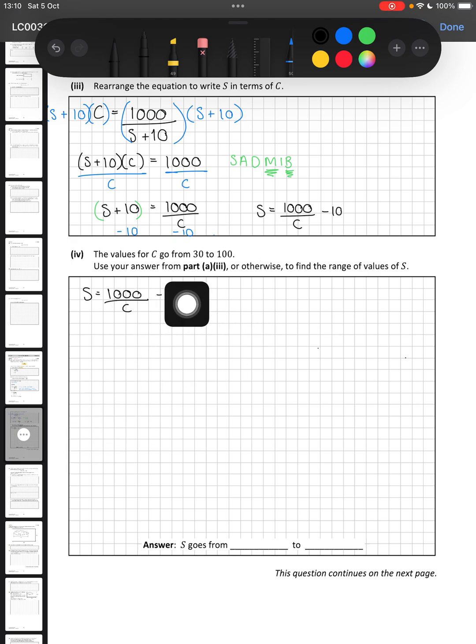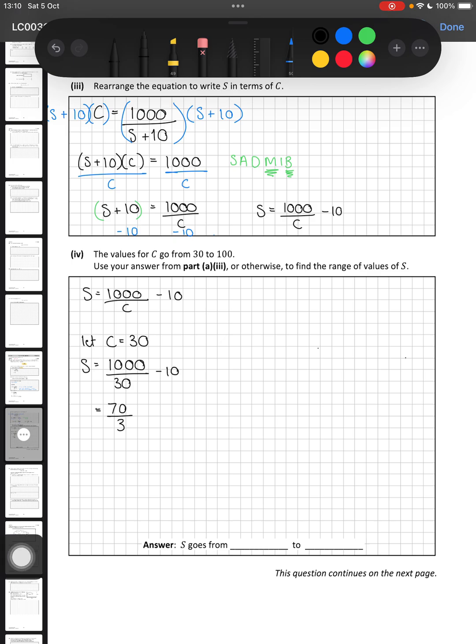c goes the whole way from 30 to 100. So let's let c equal 30 and see what we get for s. s is going to be 1,000 divided by 30 minus 10. You can type all that into your calculator: 1,000 divided by 30 and then subtract 10 from that answer. And we get 70 over 3.